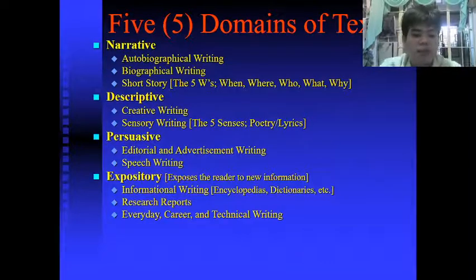So we have four domains of text. We have the narrative, the descriptive, the persuasive, and the expository text. So, our four types of text.